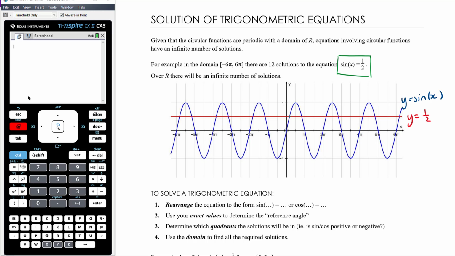So for example, this x value here, whatever it might be, that's a solution to that equation. This x value right here, that's another solution. This x value here is another solution. This one's another solution, etc.